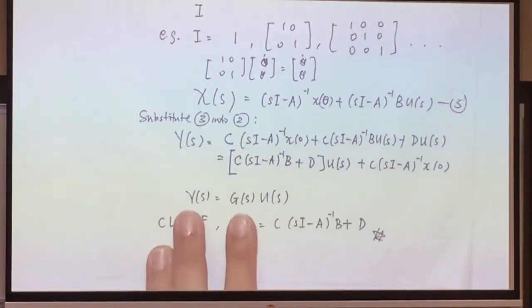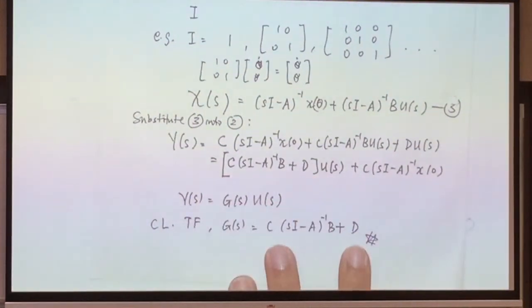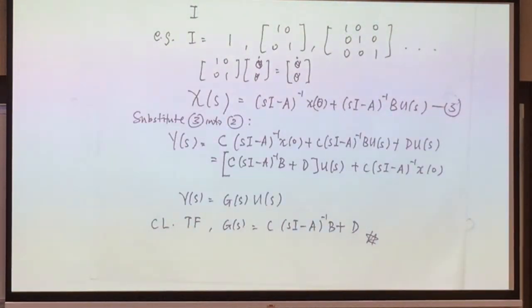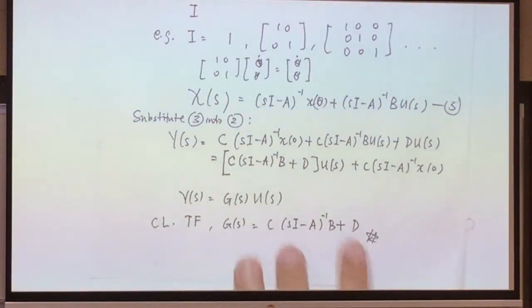Transfer function G(s) is Y(s) over U(s), so you can see where it's going. C times (sI minus A) inverse B for P. What does this mean? If I give you C, I tell you C is [0, 1]. It's a second order system, so I is [1, 0; 0, 1]. A, if you know A, is [-2, -3; 0, 1]. If you know B, [1, 0]. You know D, 0, 0. Plug the vectors inside, and you can form your transfer function in frequency domain.